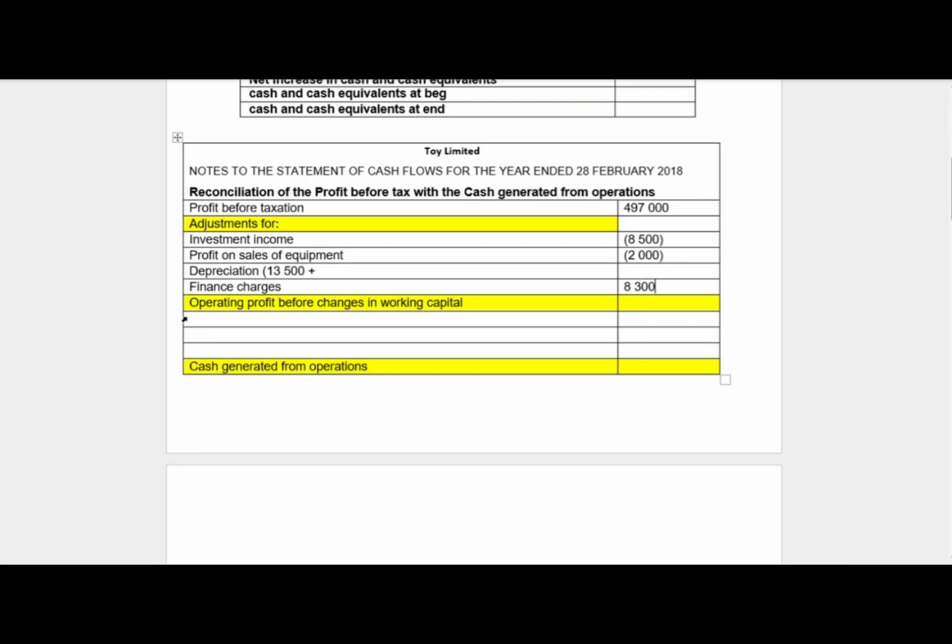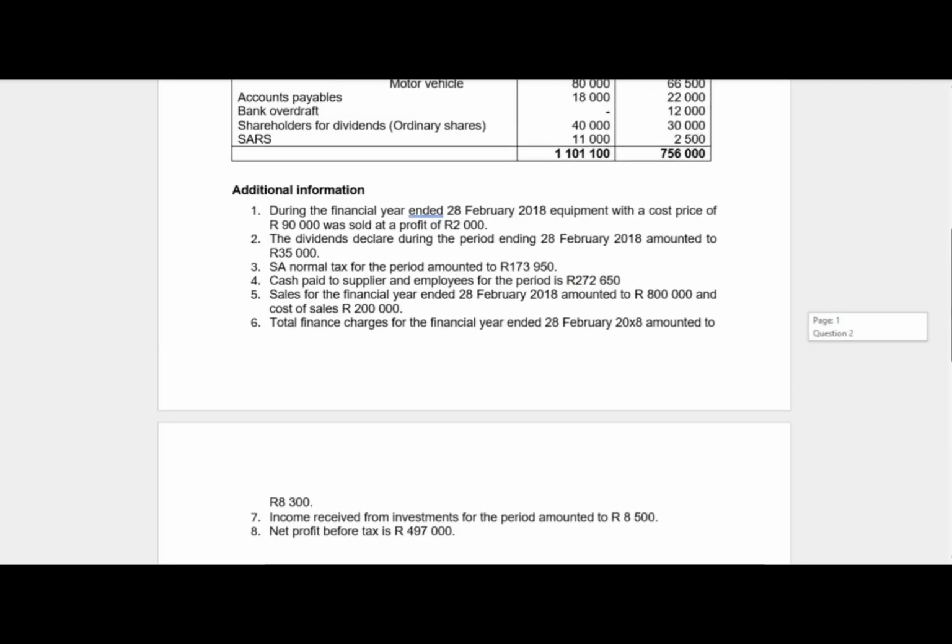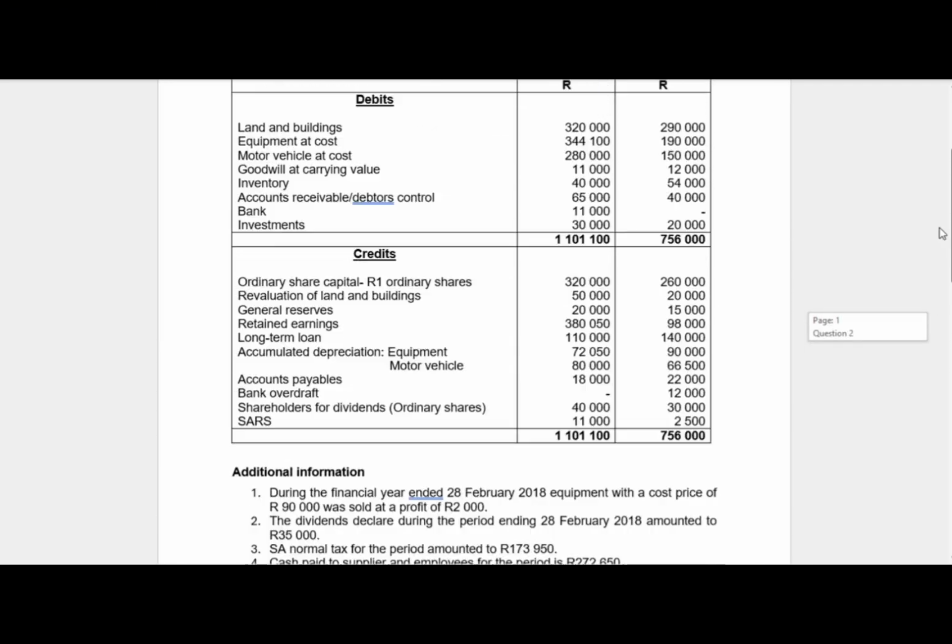Remember, we cannot calculate operating profit before changes in working capital. Why? Because we don't have depreciation in full. Right, so let's go to what we have, what we can get. Number one, remember, we're going to check change in inventory. Let's see if it's a decrease or increase in inventory. So our inventory, we're going to look at it under the list of balances in the debits.